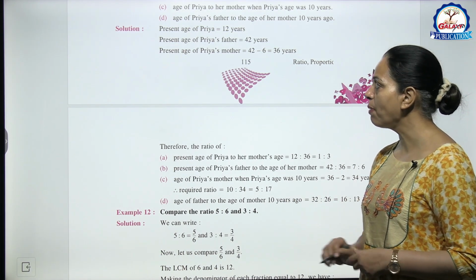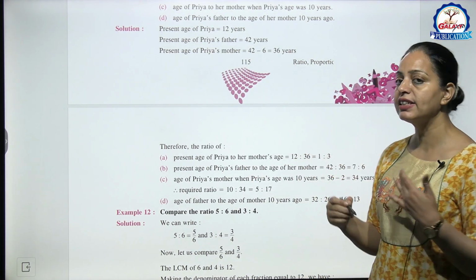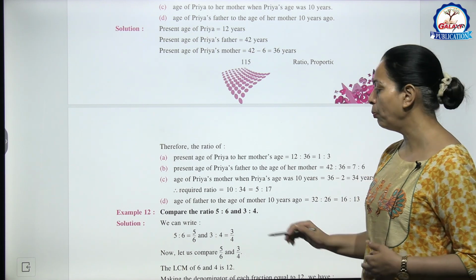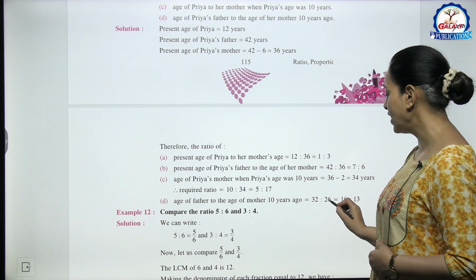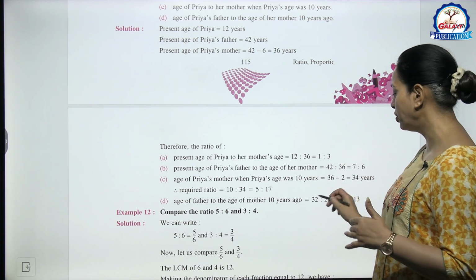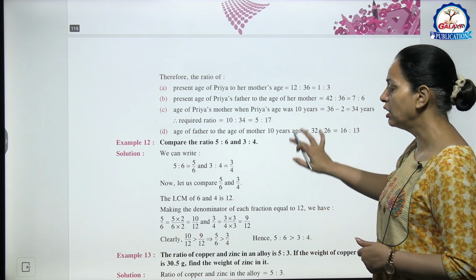Now the next D part, age of Priya's father to the age of her mother 10 years ago. So 10 years ago Priya's father is 32 years and mother is 26 years old. So their ratio 32 is to 26. Cut the number, 16 is to 13.